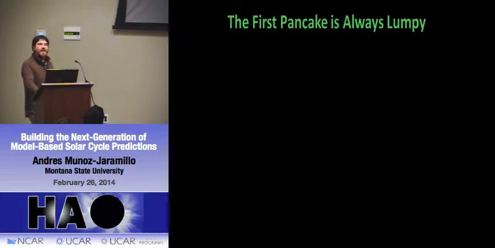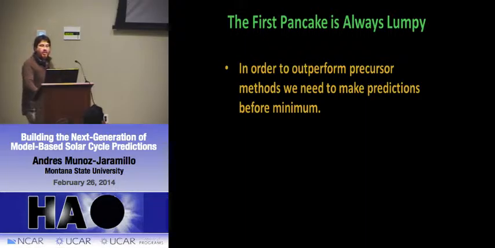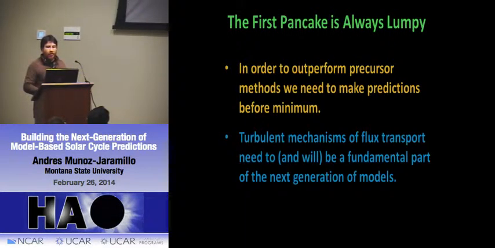But I can tell you right here and right now that the next generation is going to be more like that one than like the other one. But of course, in order to outperform precursor methods, we need predictions before solar minimum, and that's very important. That's where the data simulation comes in. Turbulent mechanisms for flux transport need to and will be a fundamental part of the next generation models.